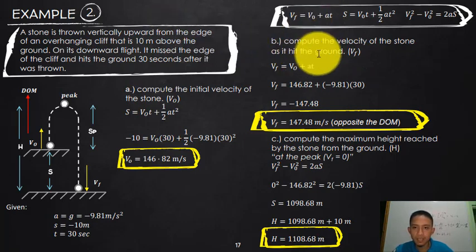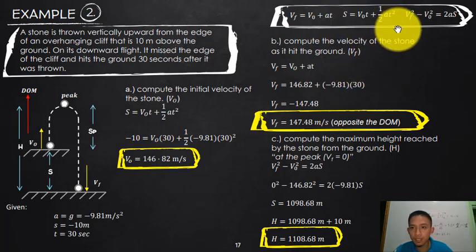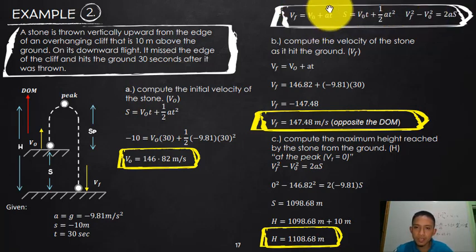Okay, as it hits the ground, that is your v sub f, or your final velocity. Looking at these equations, you cannot make use of this one since there is no final velocity. You can make use of that, yes, since you already have V0, 2AS, A and S. But you can also make use of this. This is simpler, so that is what I've used here.